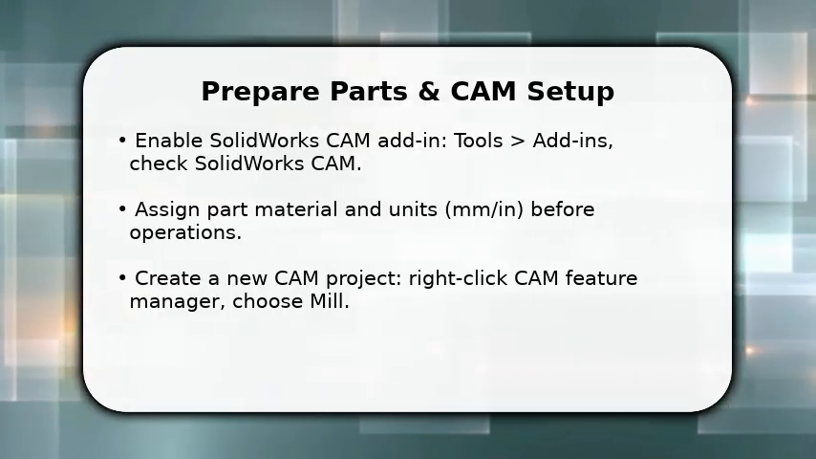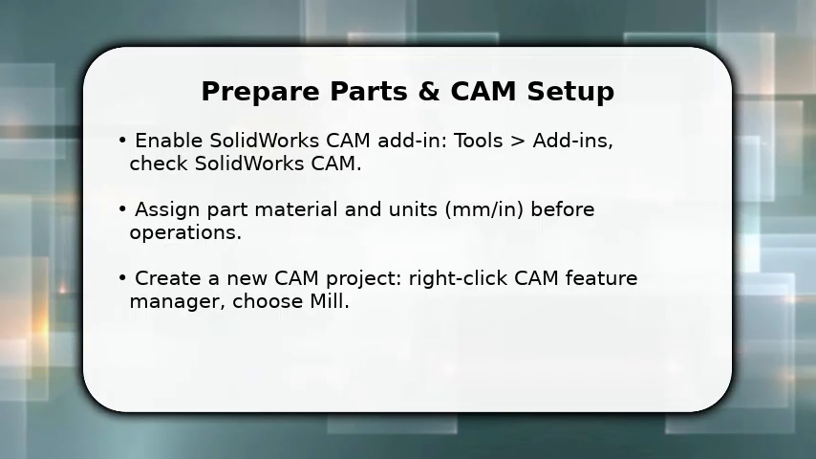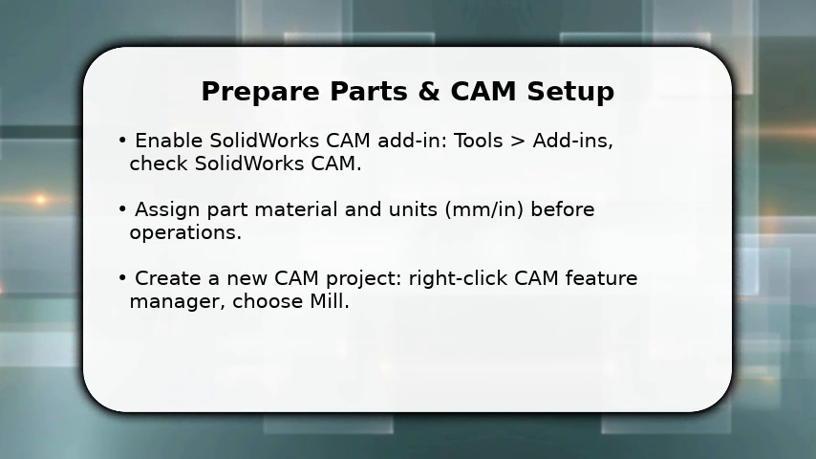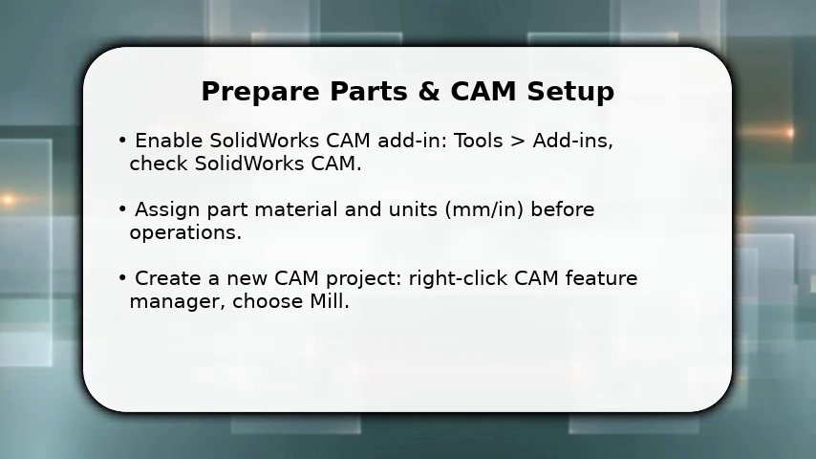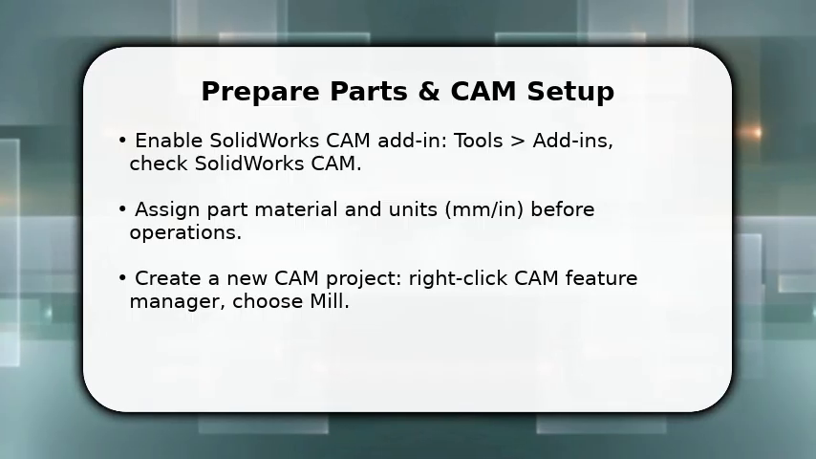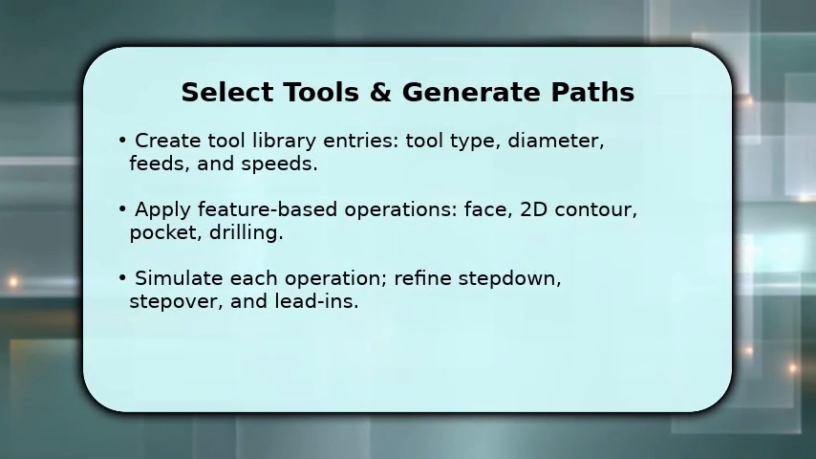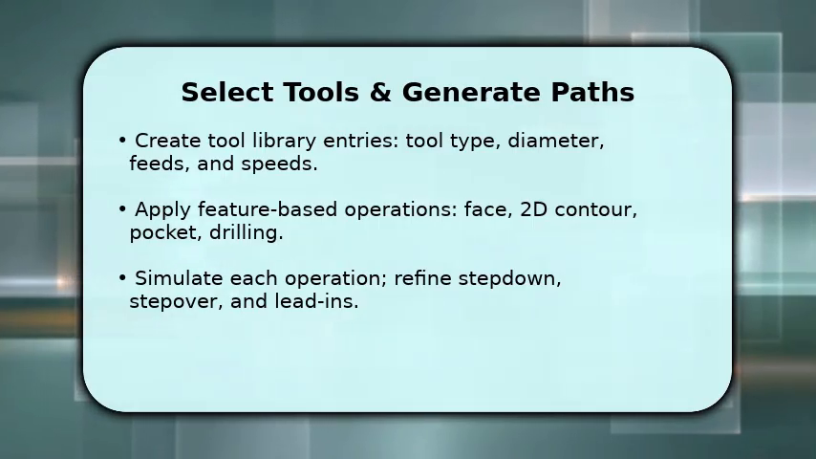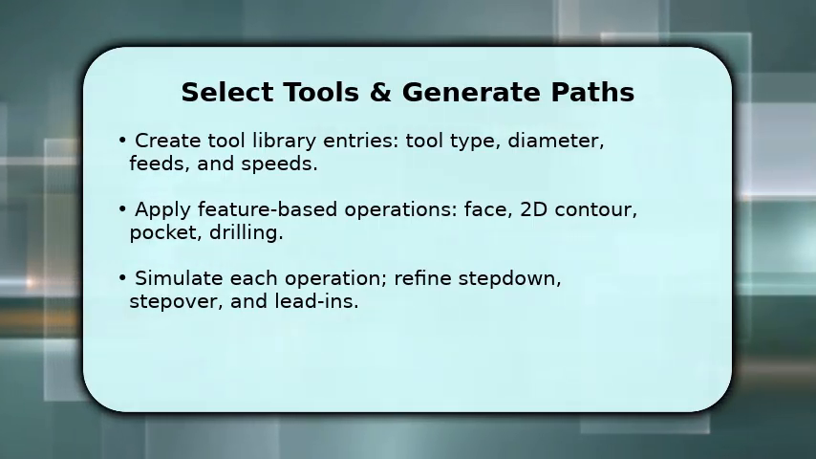You want a clean feature tree, hide irrelevant bodies, and simplify geometry where possible. This reduces toolpath errors and speeds up computation, while keeping the model ready for operation selection. Next, you pick cutters and fill the tool library with correct diameters, feeds, and speeds so CAM predicts forces accurately.